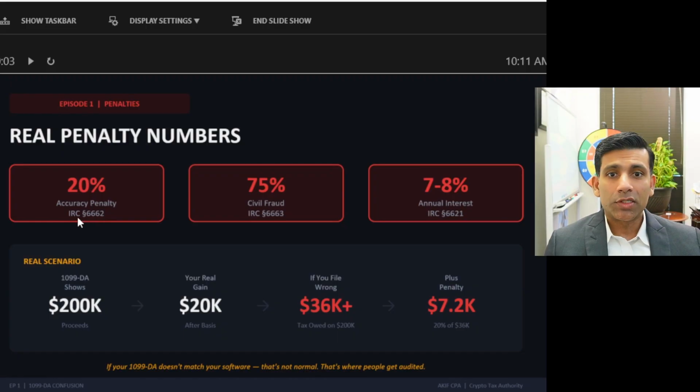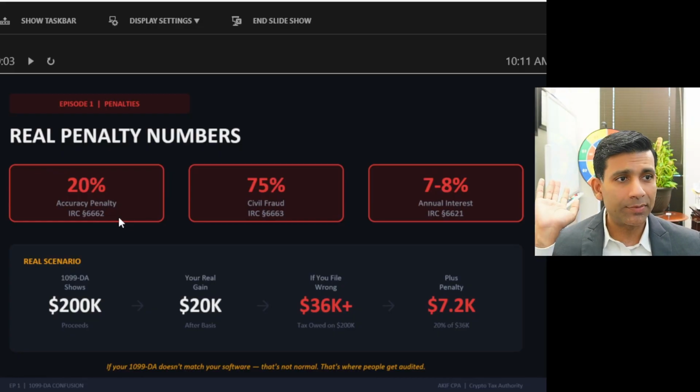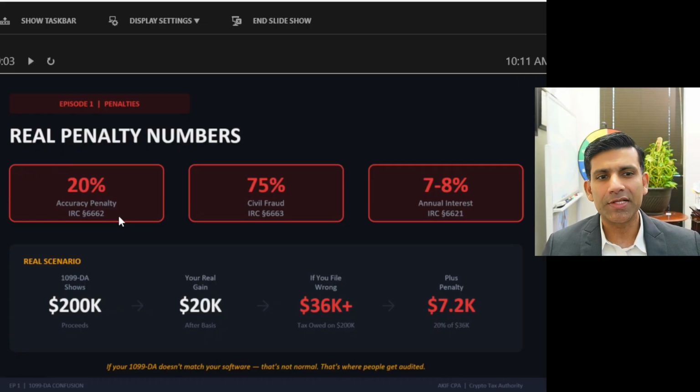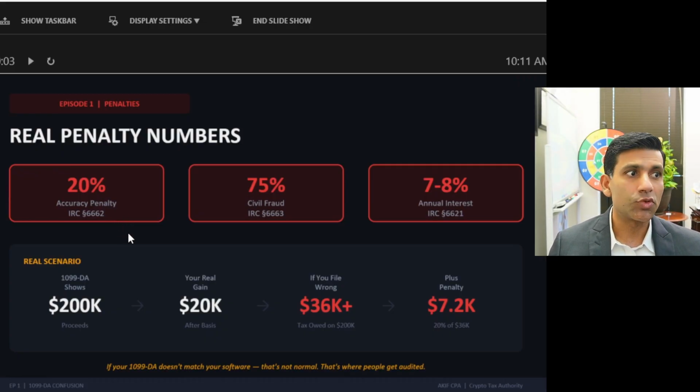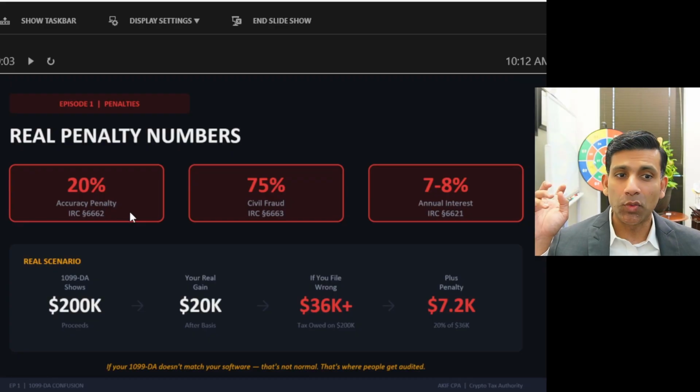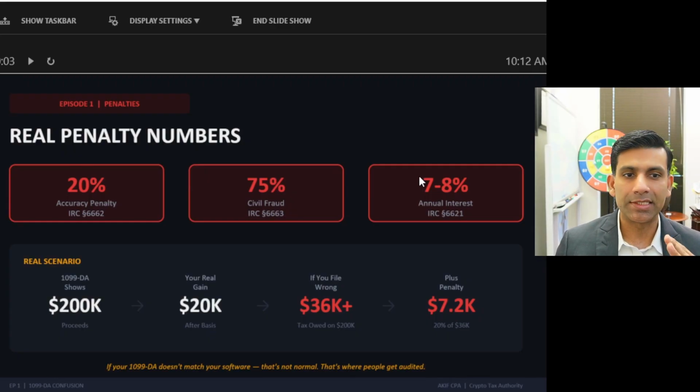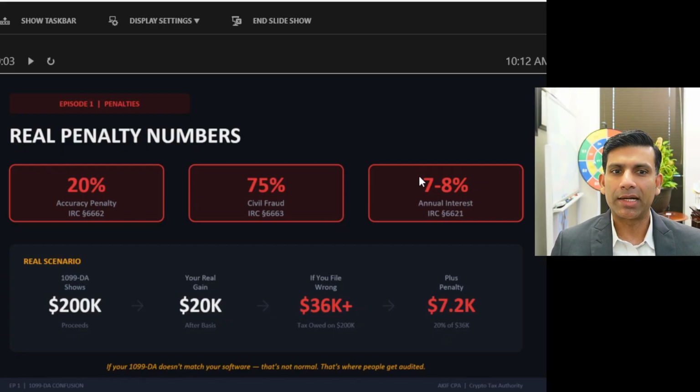Real penalty numbers. Again, we talked about this. I don't want to fear-monger anyone. We're talking about a 20% accuracy penalty, which was established a long time ago. Then under 6662, a 75% civil fraud penalty. Again, these are cases where you're willfully evading taxes, willfully neglectful, and you've shown a pattern of deceiving the government, reporting erroneous data in your return and hoping no one catches it. And then there's the quarterly interest, which fluctuates depending on the CPI and could easily go up and down. So do not run into these issues. Report your data, report it accurately.